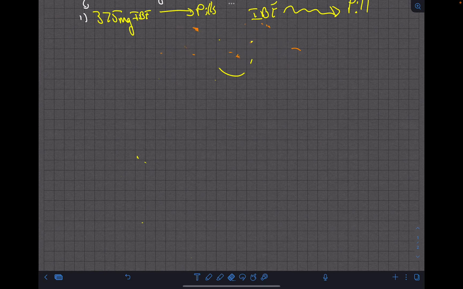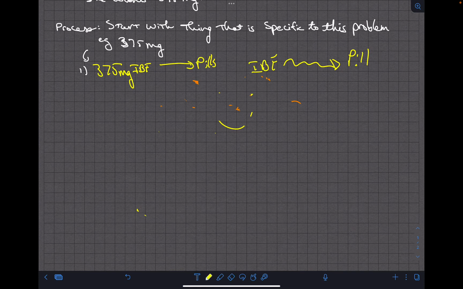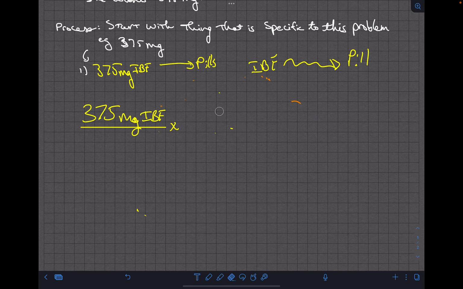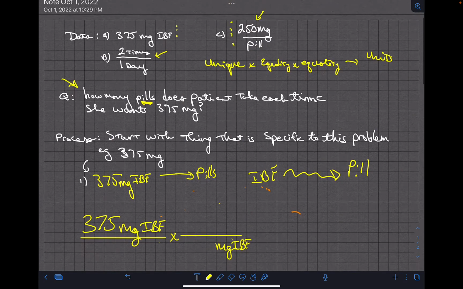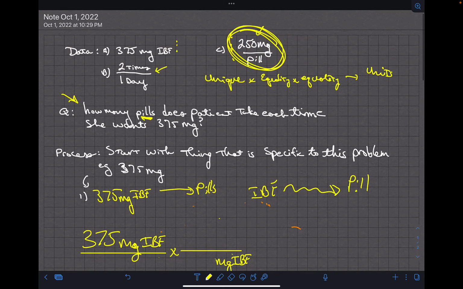So now we're following our map here of what we said we were going to do. We say 375 milligrams of ibuprofen times, we don't know what, but it's going to have milligrams of ibuprofen on the bottom. That's all we know because we want these units to cancel out. And we look up here and we say, oh, there's 250 milligrams of ibuprofen per pill. So I'll just make a little box around that so you can see it a little easier.